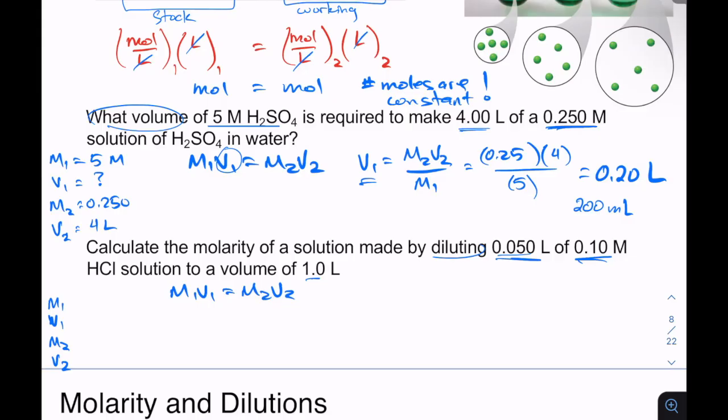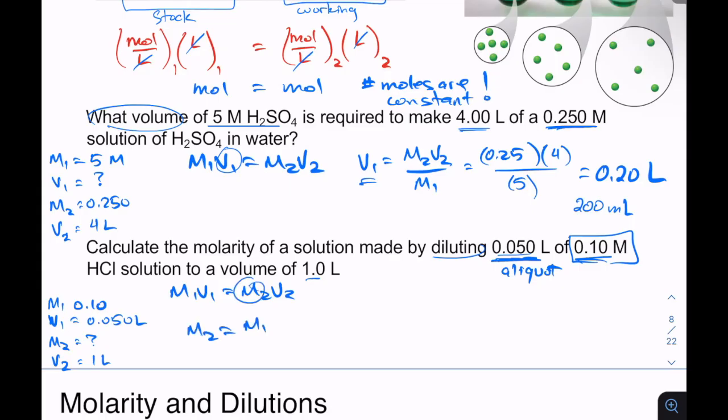So we're going to dilute, that's your aliquot. We're going to take, that's our volume 1, 0.050 liters. The aliquot is always taken from the concentrated. So this is our stock solution, 0.1 molar. It looks pretty dilute already, but that doesn't matter. That's our starting molarity. The new molarity is our unknown. And the larger volume is going to be 1 liter.